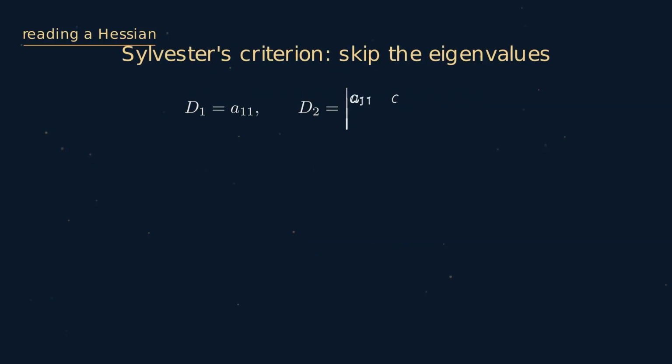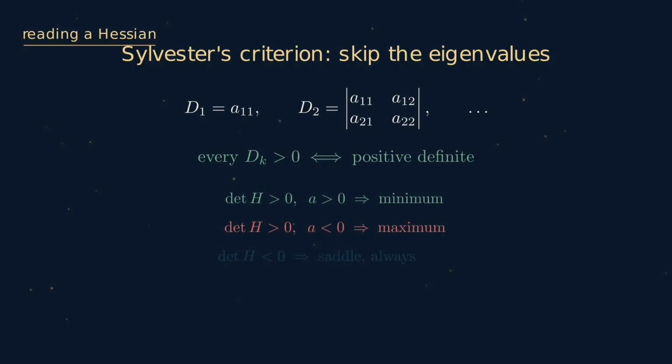Eigenvalues are work. Sylvester's criterion reaches the same answer with determinants alone. Walk down the leading principal minors, the top left entry by itself, then the top left 2 by 2, and so on. If every one of them is positive, the matrix is positive definite. For a 2 by 2 it collapses to a one-liner. Determinant positive, and the top left entry positive, minimum. Determinant positive but top left negative, maximum. Determinant negative, saddle every single time.